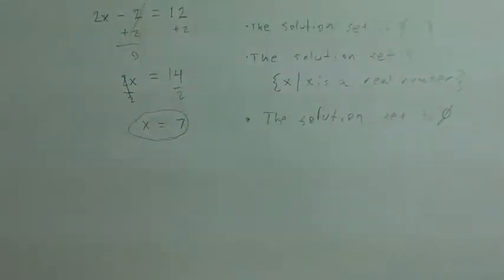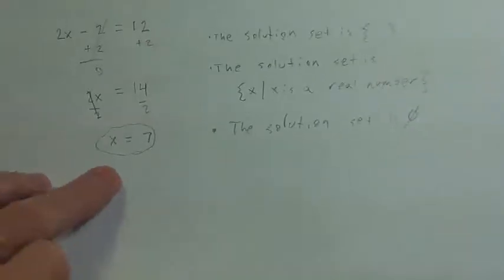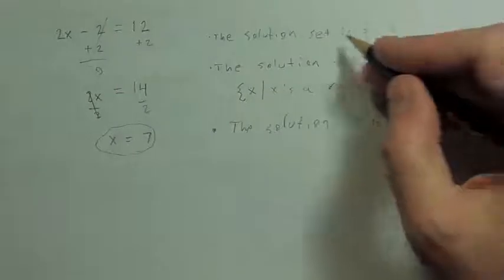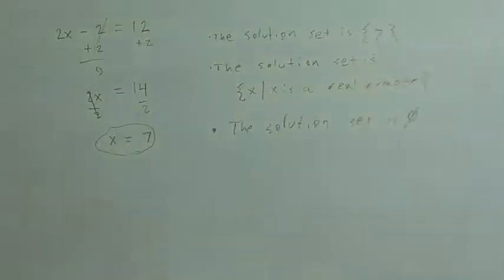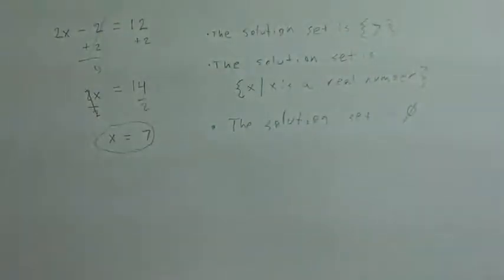What do these things mean? Well, if you have a solution, like we do here, our answer is 7. Okay, we're just going to choose this first one. The solution set is this. You're going to see this throughout the semester. In these brackets here, it just wants you to list all the answers that you got, all the things x can be. Okay.